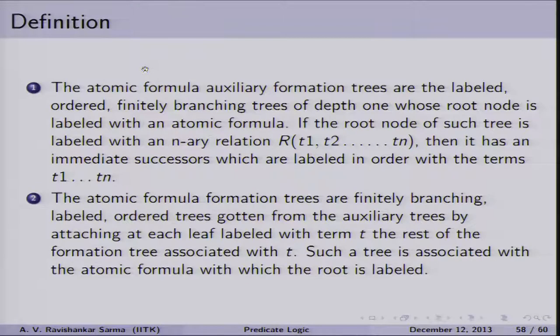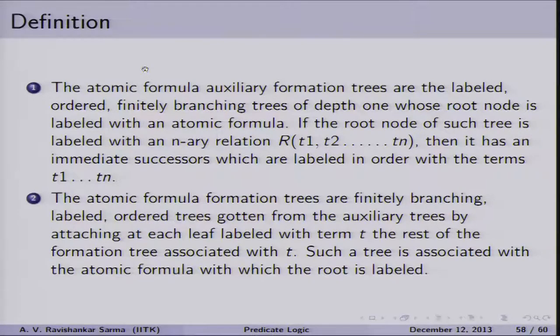So now we talked about the formation tree for the terms. Now let us talk about atomic formula auxiliary formation trees. So what are these atomic formula auxiliary formation trees? They are labeled ordered finitely branching trees, as with the ones you have seen earlier, of depth 1.